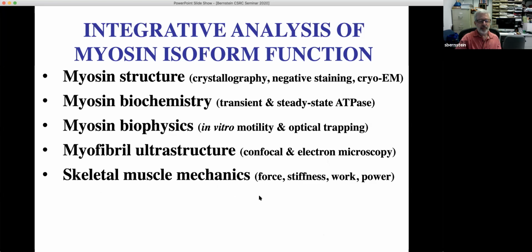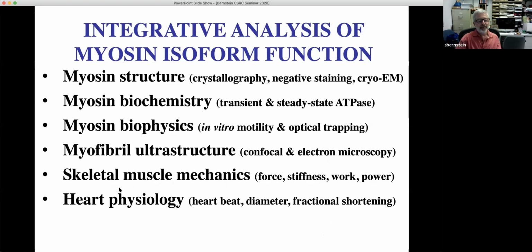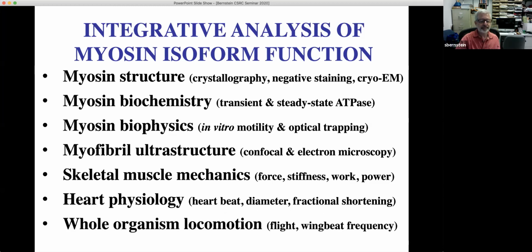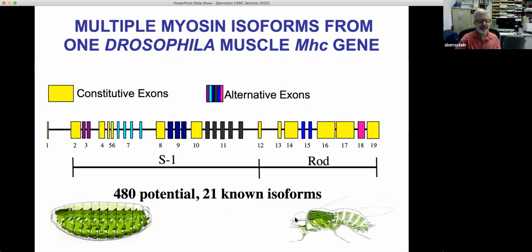And then we worked with my former postdoc at Rensselaer Polytech, Doug Swank, to do skeletal muscle mechanics, where we could measure various parameters. I'll talk a little about that: force, stiffness, work, and power. And more recently, we've moved into heart physiology that I'll talk about, where we can measure the actual fruit fly heart that's containing this defective myosin and see how it affects parameters such as heartbeat, the diameter of the heart, fractional shortening. And then finally, we can do the whole organism locomotion, measuring flight ability of the flies, for instance, wing beat frequency.